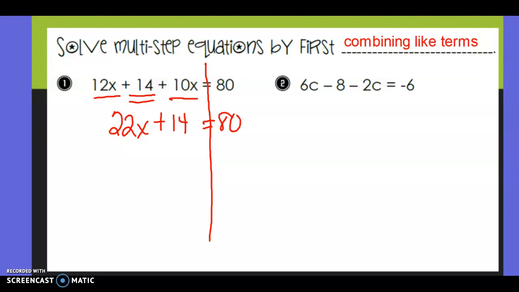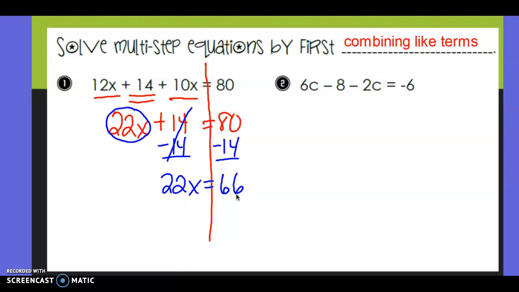So to solve it, first I want to get my 22x all alone. So I subtract 14 from both sides. These cancel. I bring down my 22x, and 80 minus 14 is 66. Finally, I don't want 22x, I just want 1x. These are multiplied, so I do the opposite, which is divide. I divide by 22 so that these become 1x, and then 66 divided by 22 is 3.